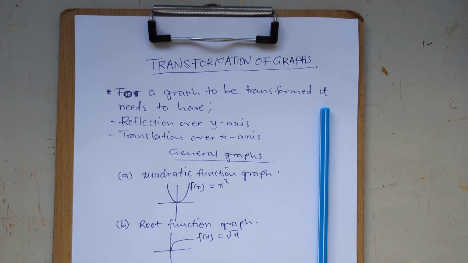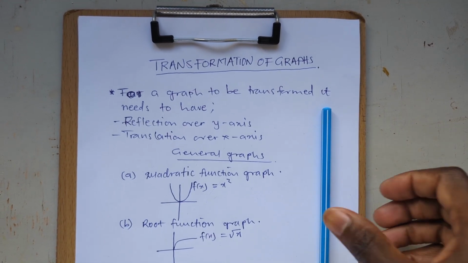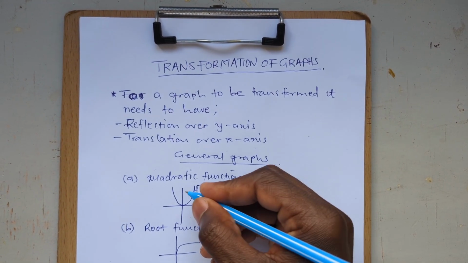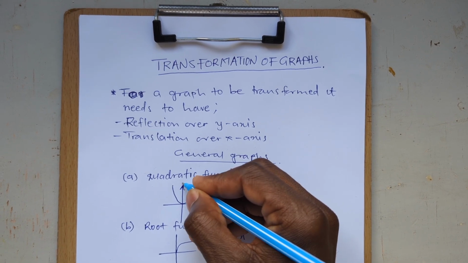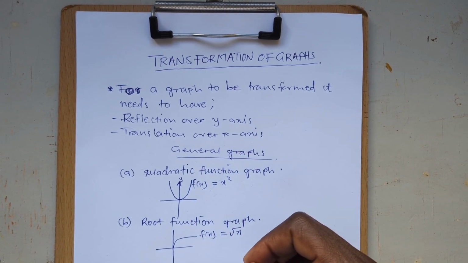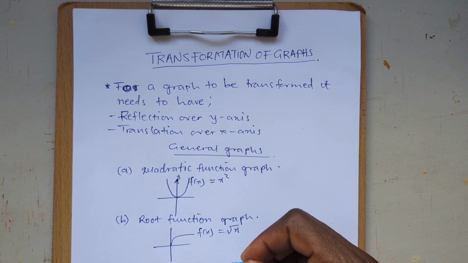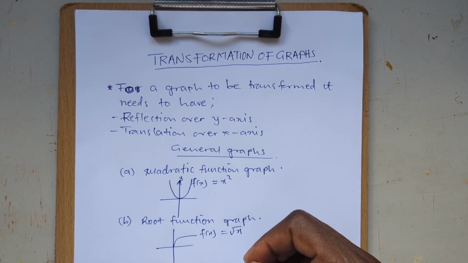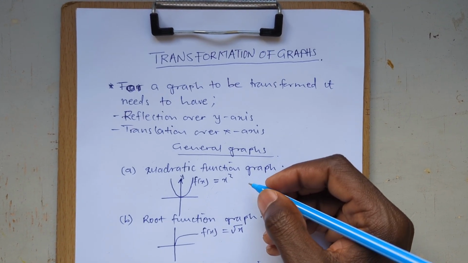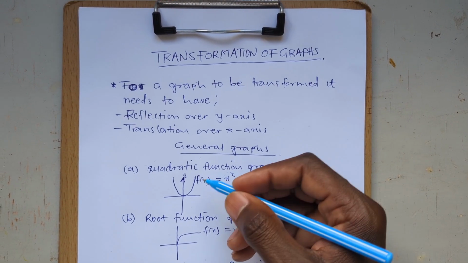One, it must have a reflection over the y-axis. Of course, we know the y-axis has to be the one which is here. So when the graph reflects over that axis, automatically what is on the right hand side has to be the same thing as what would be on the left hand side.